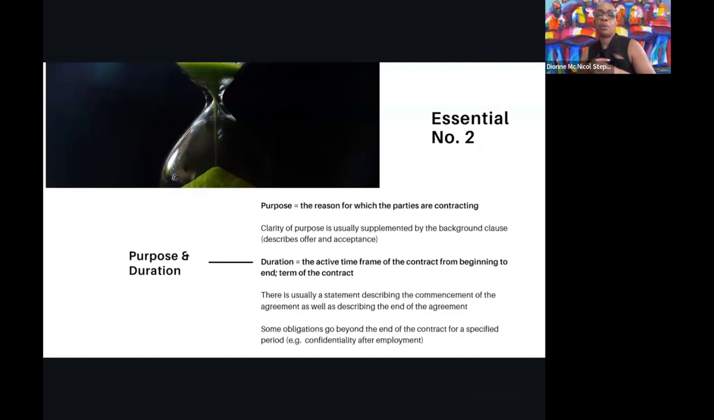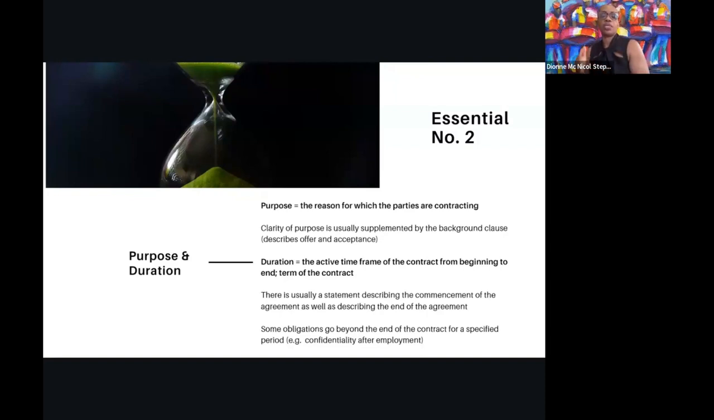Clarity of purpose is usually supplemented by a background clause, and this describes the offer and acceptance. So you may see things like, whereas party A is a carnival band that operates in Trinidad and Tobago, whereas party B is a costume designer, etc. That's the kind of language you would see when you speak to the purpose. That they're contracting for the purpose of doing this particular thing, whether that is engaging in the carnival band, whether that is hosting a festival, whatever it is.